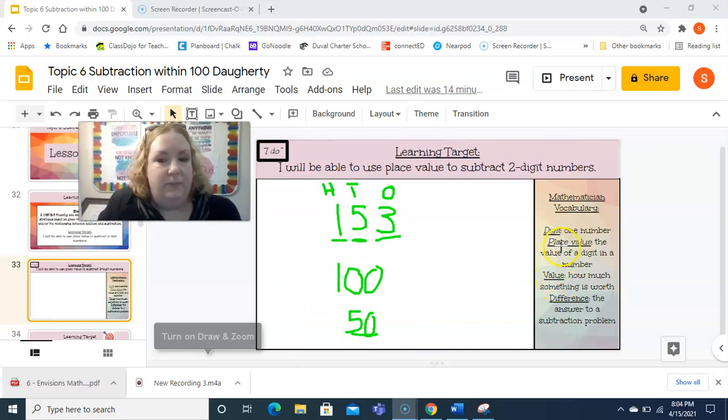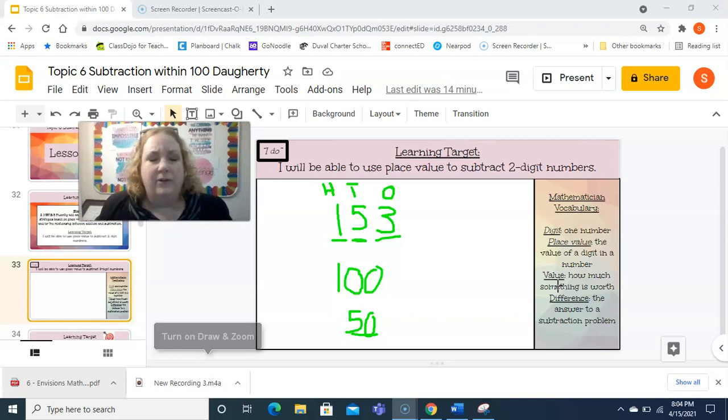Let's look at our next vocabulary word, the value of something. Not to be mistaken with place value. Place value is the hundreds, tens, and ones and how much they're worth there. But value is something, if you go to the store and you buy a certain video game, and however much you pay for it is the value of it. It's how much it's worth. So anything you can buy from the store, the value of it is what you paid for it, how much it costs.